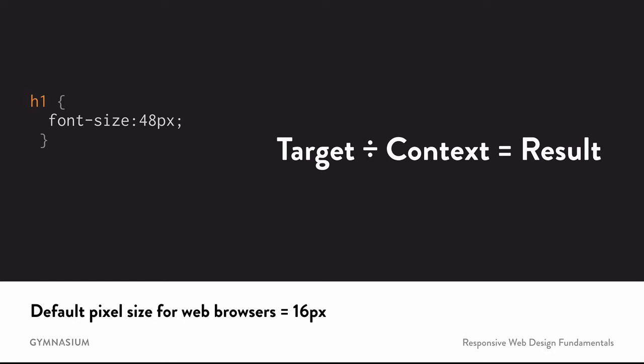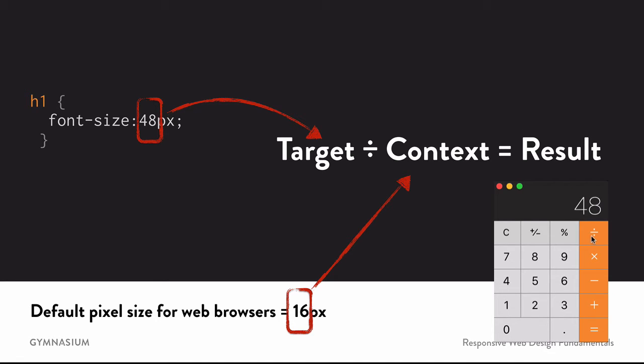Target divided by context equals result. In this case, the target number is 48, and that's the number we want to convert. The context is 16, which is the standard size, so the size of our body text. We plug those numbers in, we get 48 divided by 16, and the result is 3, which happens to be the value we want in ems.